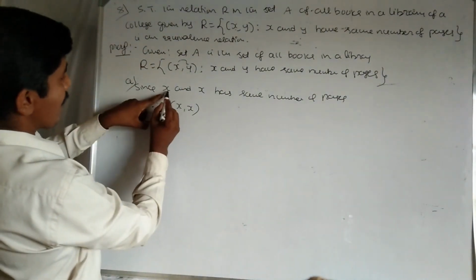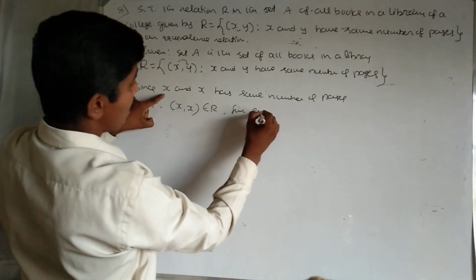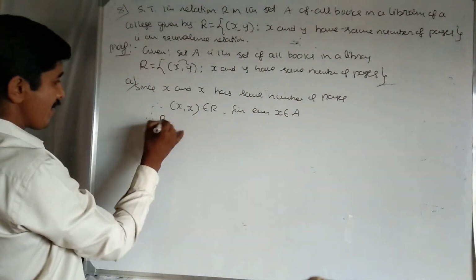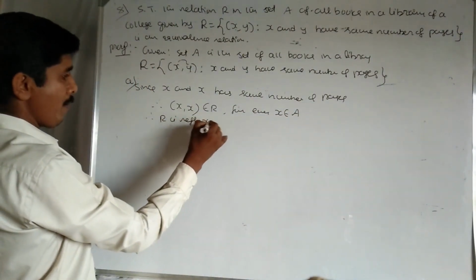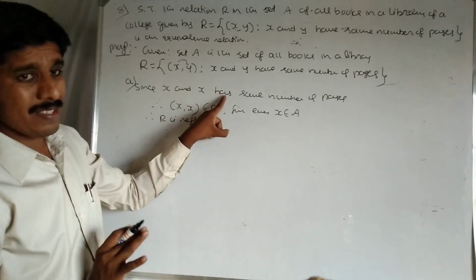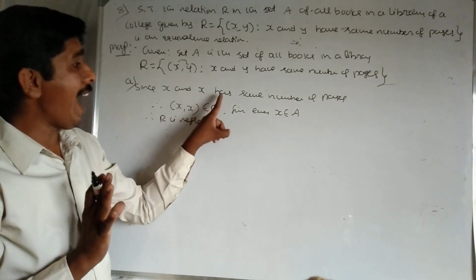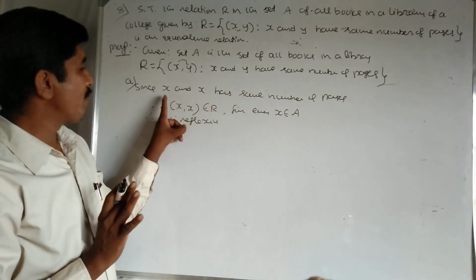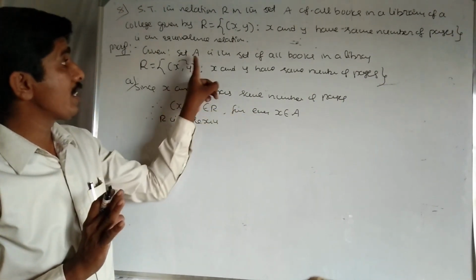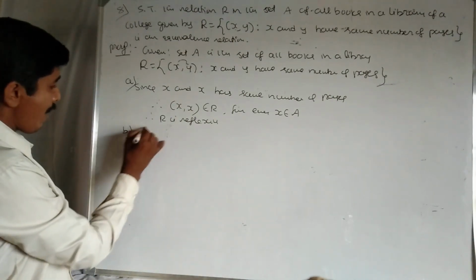Therefore, here (x, x) belongs to R for every x belonging to set A. Therefore, it is reflexive. Any book here, x means any book here. X and x has, because x means the same book. We don't have two books, only one book. Has the same number of pages. Therefore, (x, x) belongs to R for each book x belonging to the given set A. Therefore, the relation is reflexive.